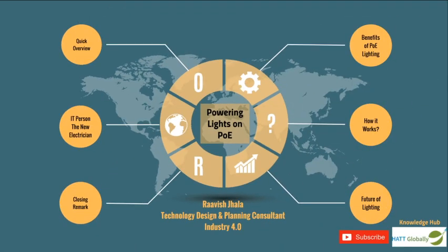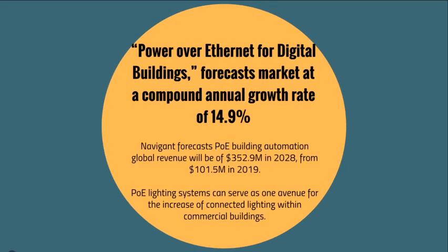How does the future look for this lighting? The future of lighting is looking tremendous. Power over Ethernet for digital buildings is forecast to grow at a compounded annual growth rate of 14.9%. The forecast PoE building automation global revenue will be $352.9 million in 2028, while recorded revenue in 2019 was $101.5 million. PoE lighting systems can serve as one avenue for the increase of connected lighting within commercial buildings.